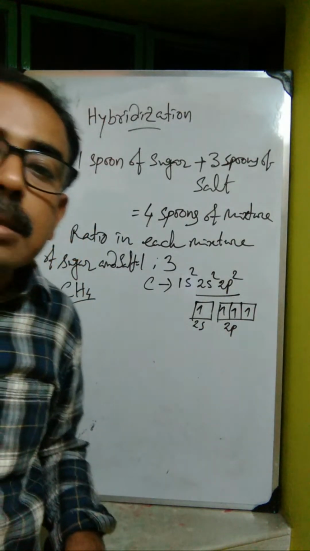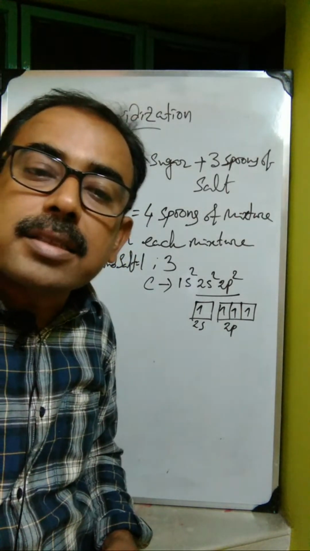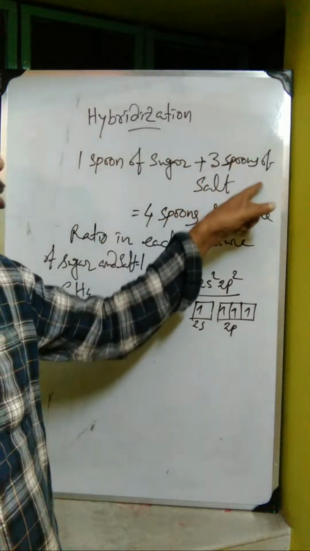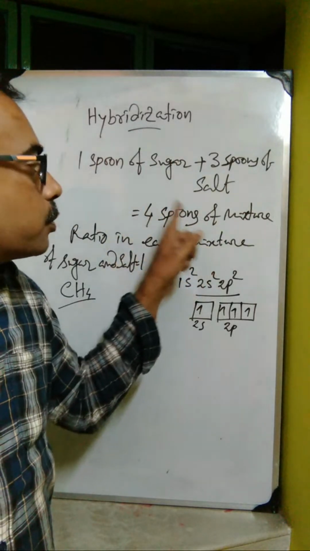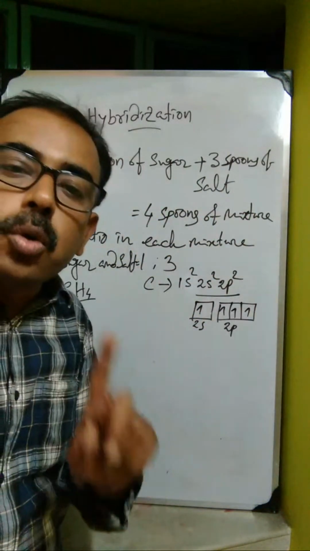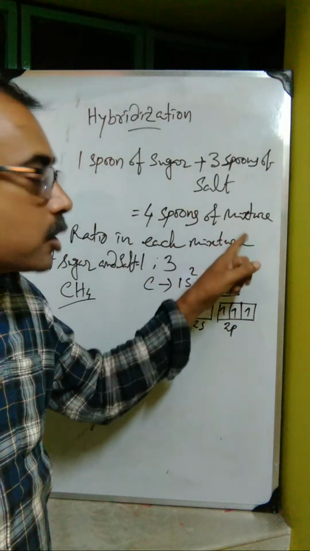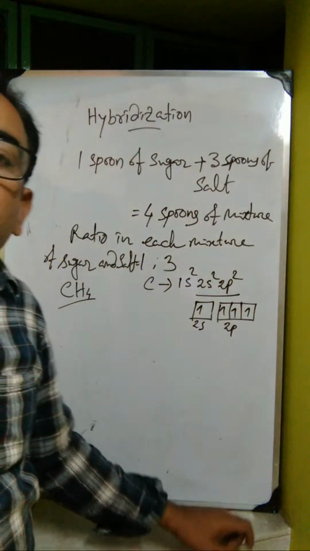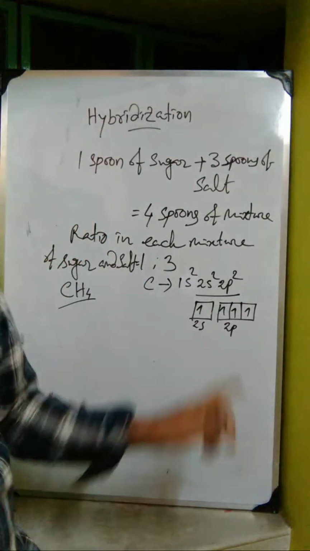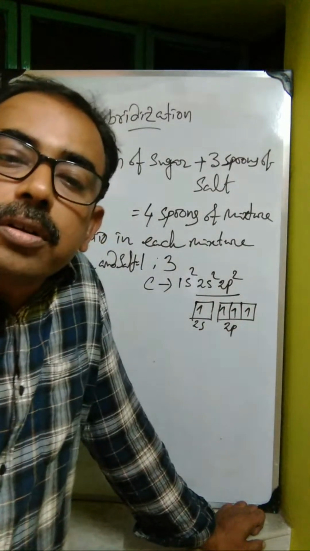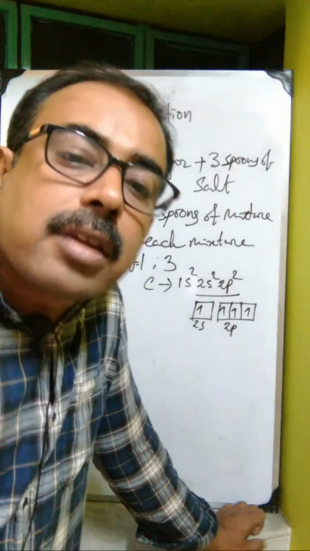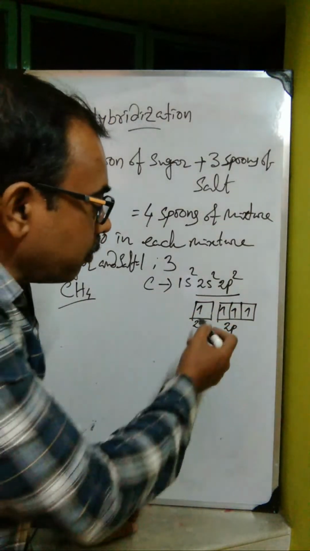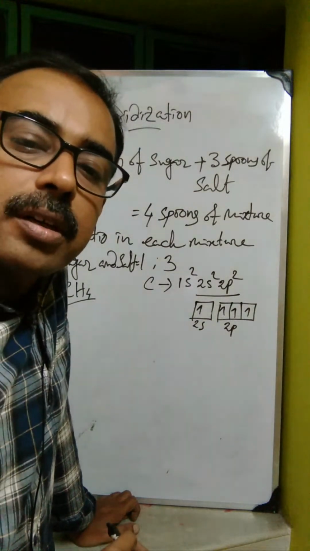Now, the next step is the mixing of orbitals. Here you can see 1 spoon of sugar and 3 spoons of salt giving rise to 4 spoons of mixture, and if the mixture is homogeneous, then each spoon of that mixture should have a sugar-salt ratio of 1:3. Similarly, here a mixing occurs among the outermost orbitals where the unpaired electrons are present.